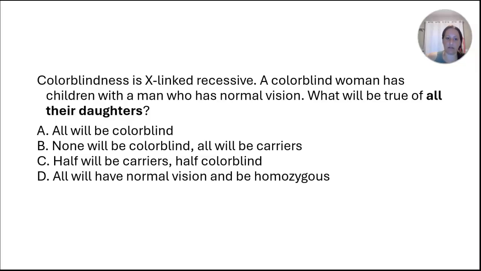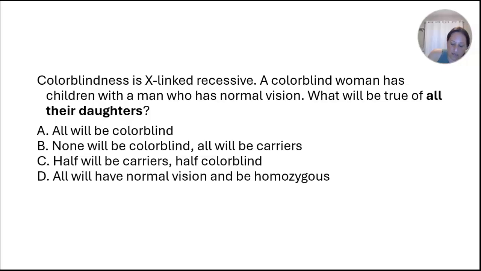Okay, color blindness. Here's another one. So color blindness is X-linked recessive. Okay, we have a colorblind woman, so she must be X little c to be colorblind. She's not just a carrier, she's got to have both recessive alleles. She mates with a man who has normal vision, so X big C Y. And it says, what will be true of all of their daughters? Okay, so let me do this.